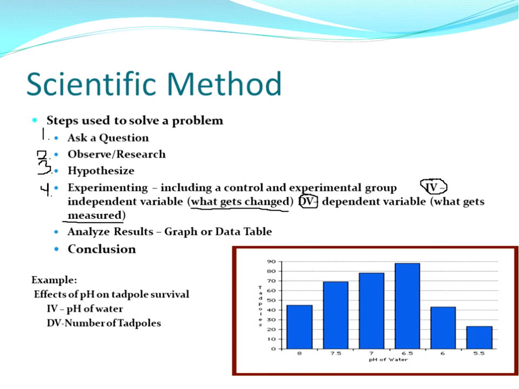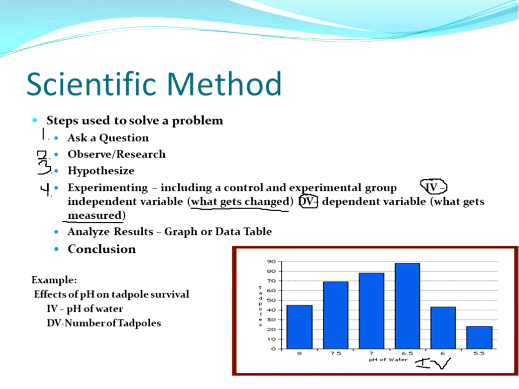On a graph, also, that's where you see the x-axis and y-axis. The x-axis is going to be the independent variable. So the pH of water in this certain example, well, they changed the pH from 8 to 7.5 to 7 to 6.5 to 6 to 5.5. They changed that on purpose. So that's the independent variable.